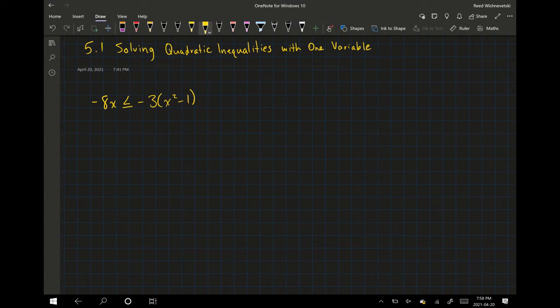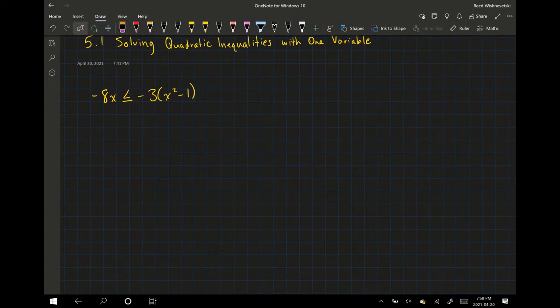Okay, so today we're going to be working on 5.1, solving quadratic inequalities with one variable. For today's example that I've chosen, negative 8x is less than or equal to negative 3 times x squared minus 1. So the first thing we're going to have to do is change this to an equation so we can solve it and find those critical values.